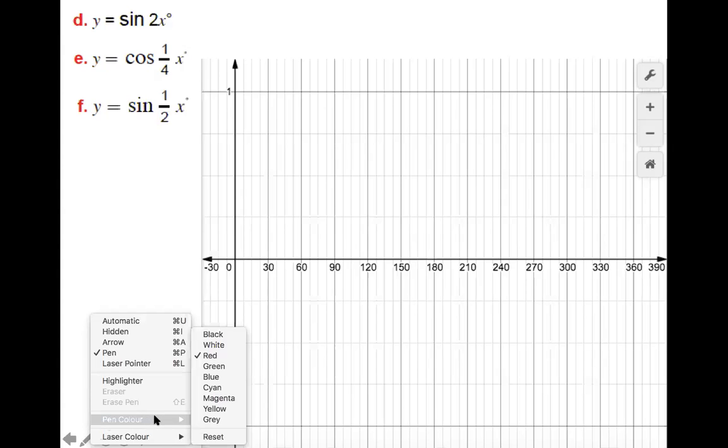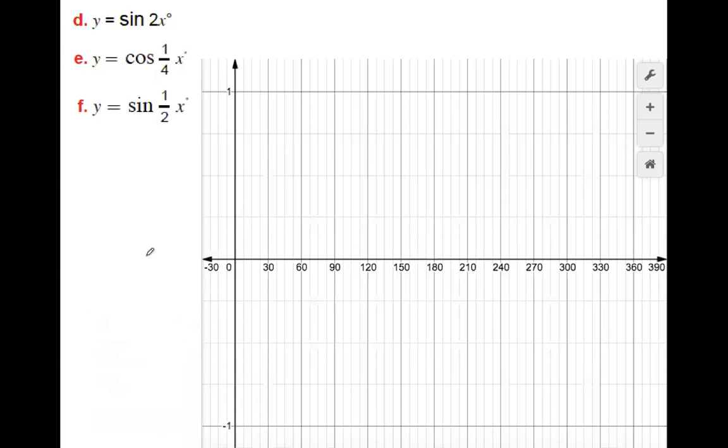So I'm going to pick a black first and draw sine x first, because I like to draw the basic one. So for sine x, we said we start at 0. At 90, we get to 1.